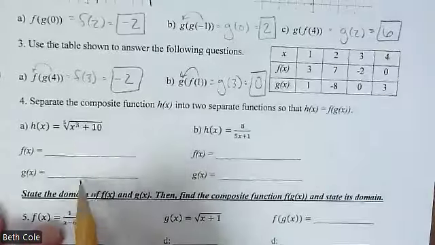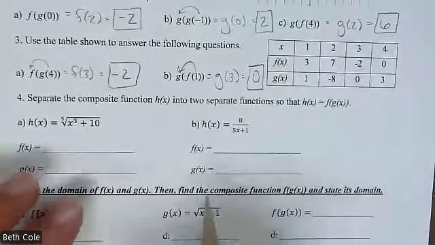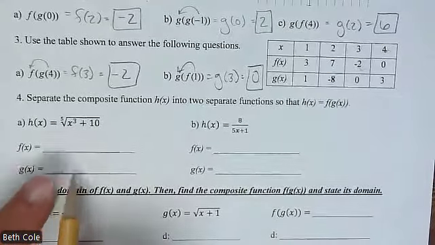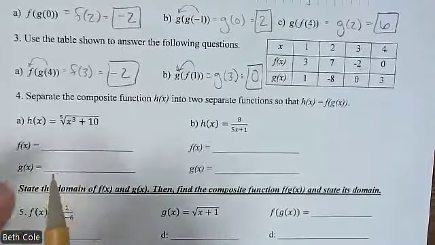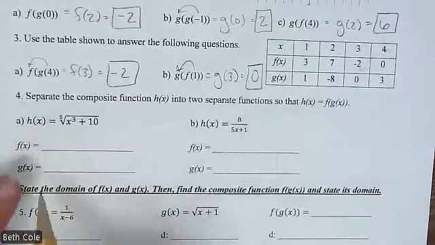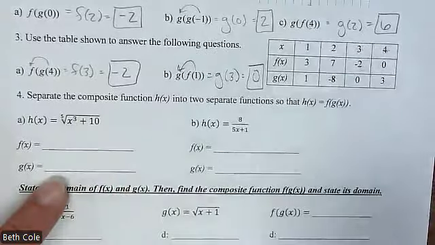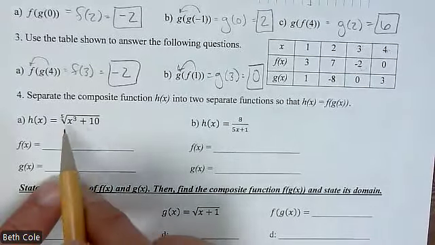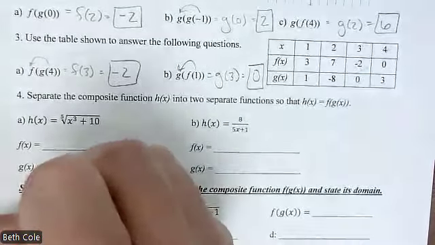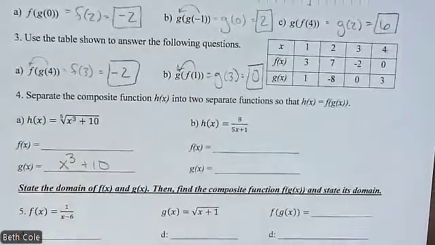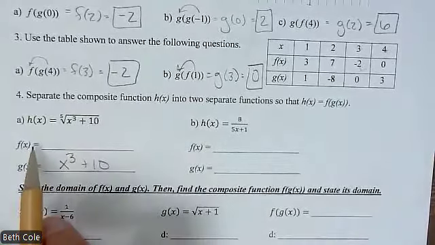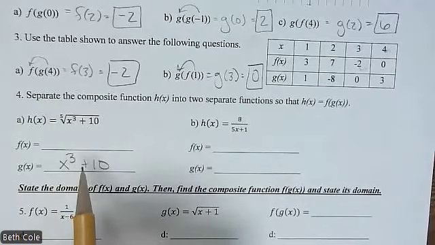All right, here you're separating them into the outside and the inside. I usually do the inside function first. G is like the guts of it. Do not overthink this. For G of X, what is the insides? Yeah, X cubed plus 10, that stuff, right? And then what's the outside function that is getting plugged into?